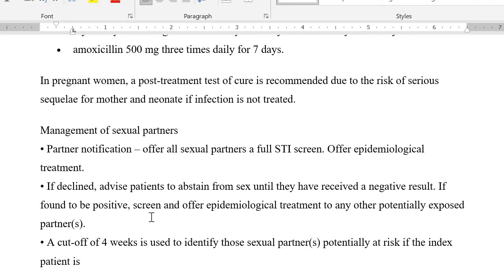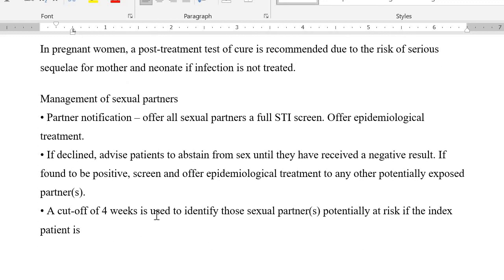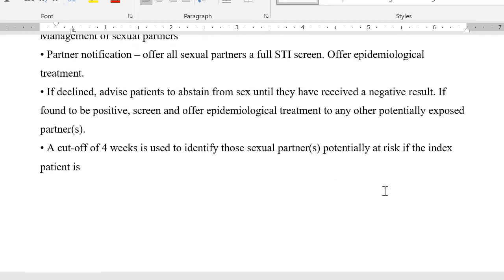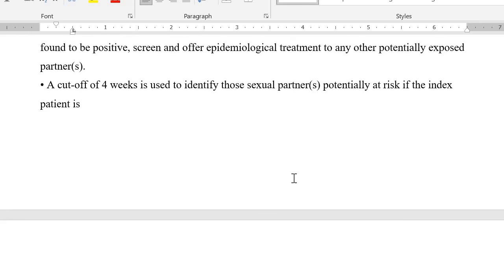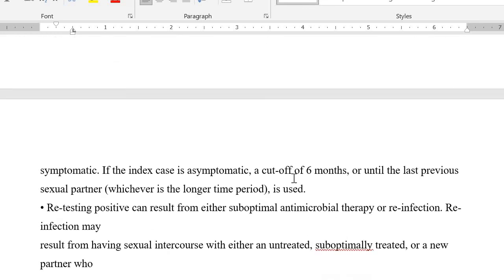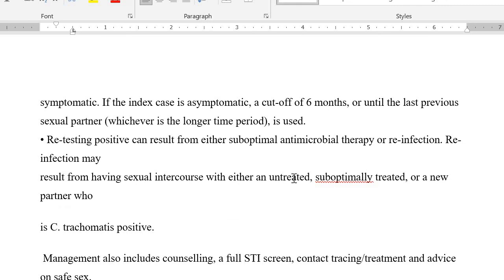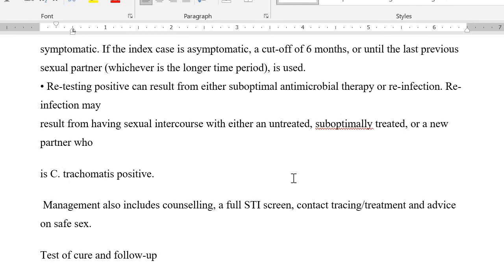If found to be positive, screen and offer epidemiological treatment to any other potentially exposed partners. A cutoff of 4 weeks is used to identify the sexual partners who can potentially be at risk from the index patient, if the patient is symptomatic. That is the point. Okay, so that is one thing.